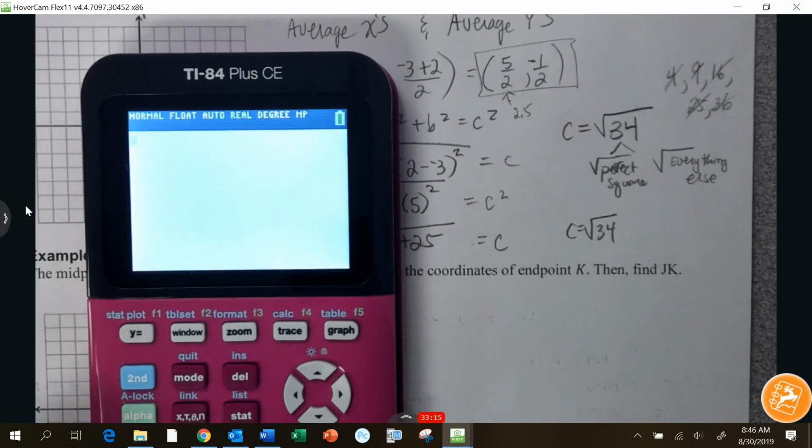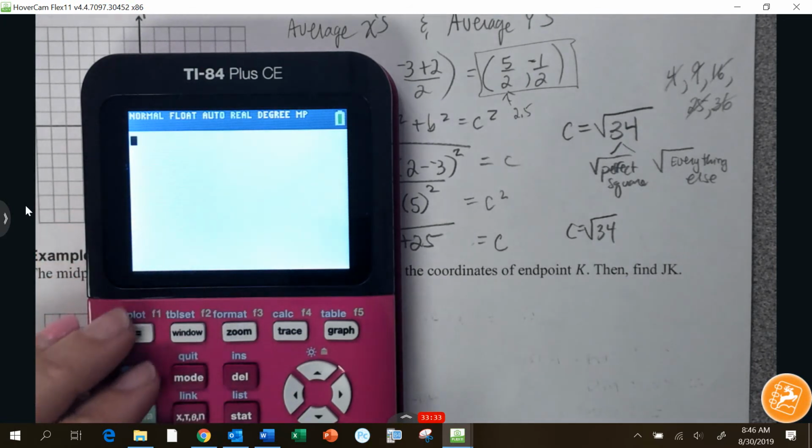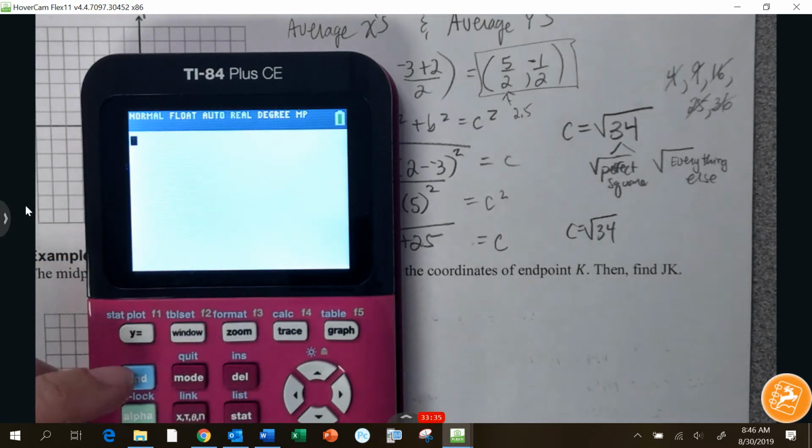Okay, so if you do not know how to find the square root on your calculator, please pull it out and try it. Do you have a calculator? Austin, do you have a calculator? Nope. Okay, so you notice I'm about to use it. We need to get those calculators and bring them next week.